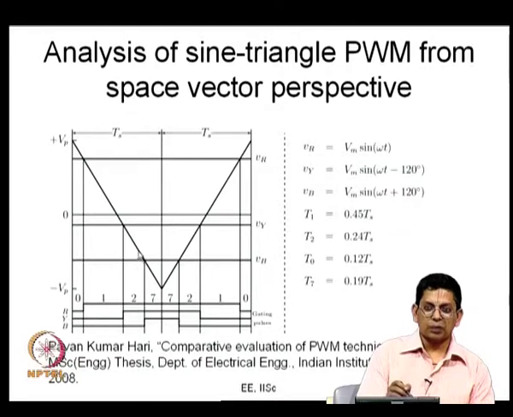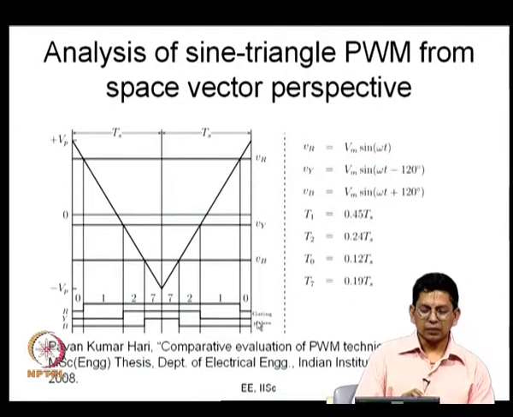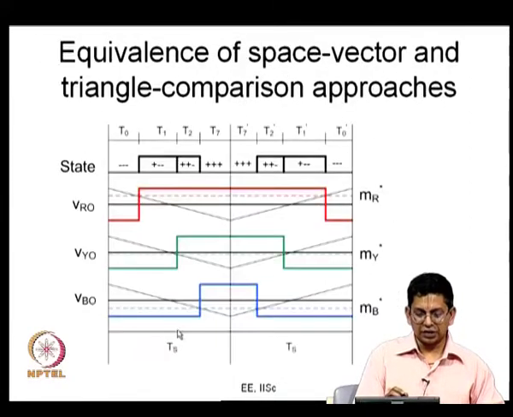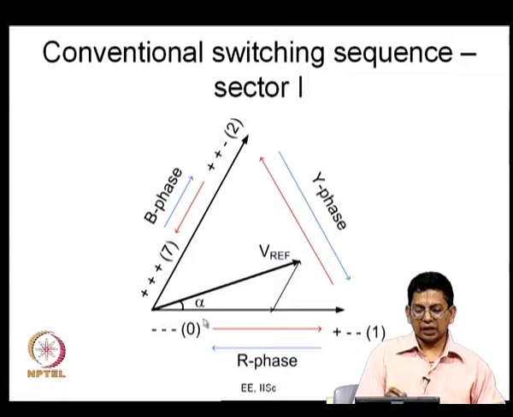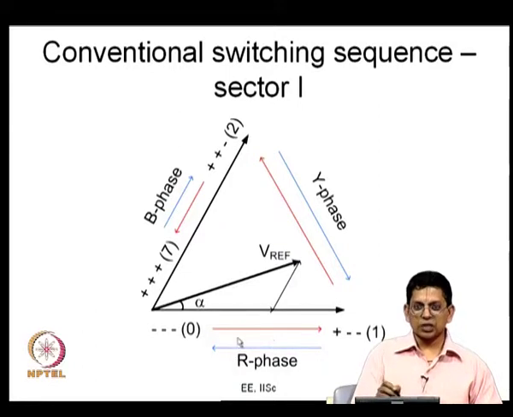Then R phase alone switches, and you have the state 1, plus minus minus. Then Y alone switches, and you go to the state plus plus minus. Then B switches, and you go to the state plus plus plus. Then the same thing happens in the reverse direction, and this is exactly the sequence we used a little before. You start from 0, 1, 2 and 7 and come back like this. So this is conventional space vector PWM.